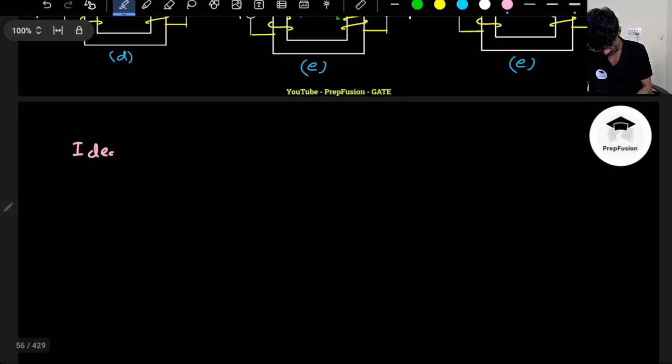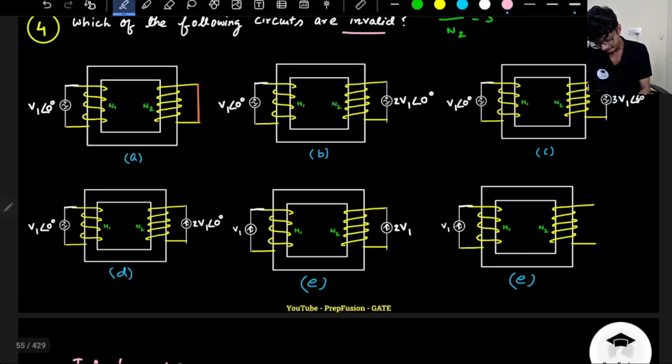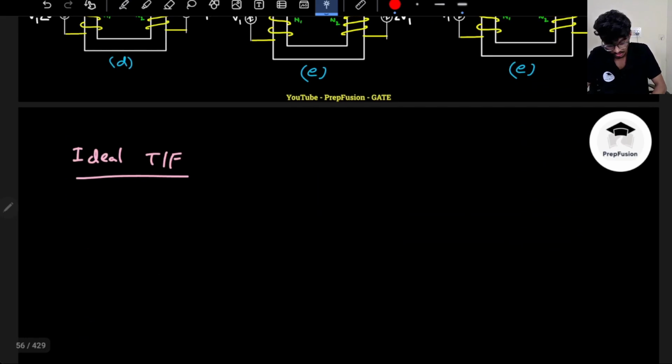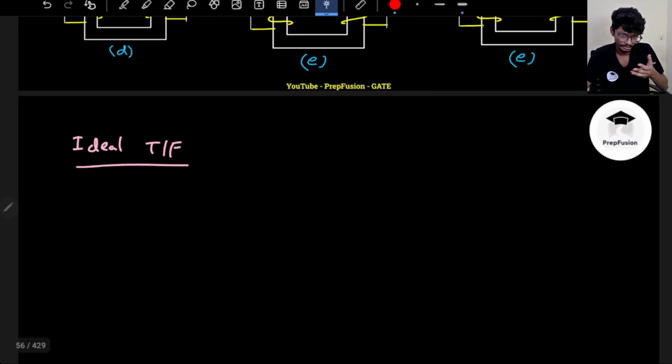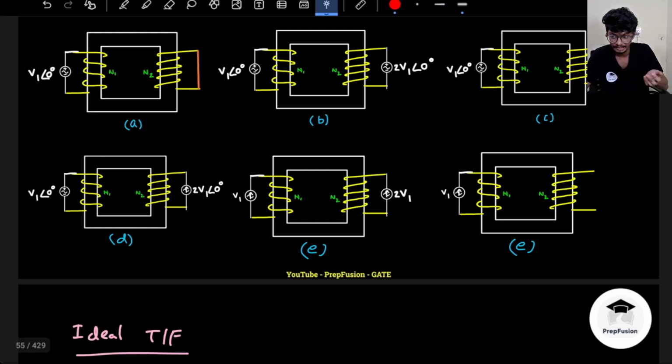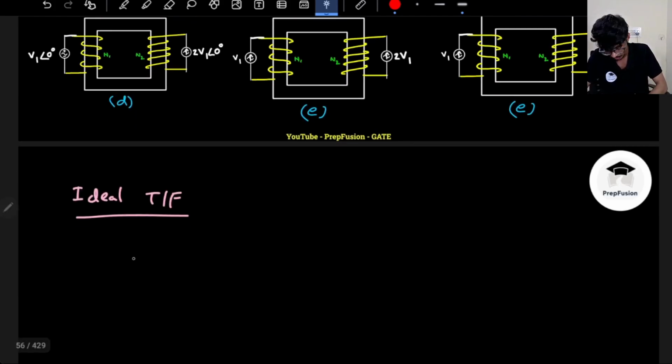If I assume an ideal transformer, the secondary is shorted and the primary is V1. Is it possible? Because the transformer has to produce flux, and if it is producing flux, then the MMF balance equation needs to be satisfied. That means V1 by V2 must be equal to N1 by N2. But here it is not correct, right? So basically the coil will burn. So circuit A is invalid.